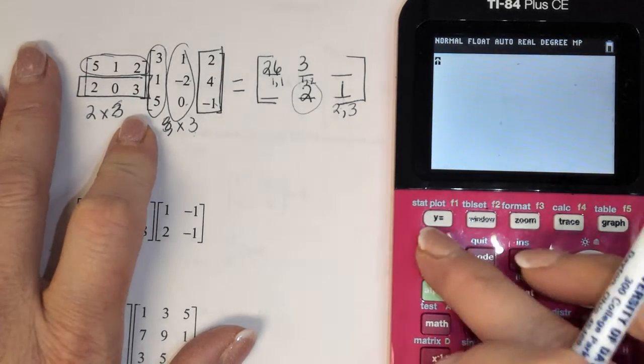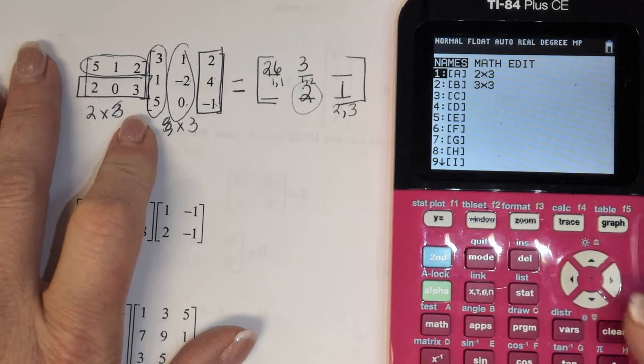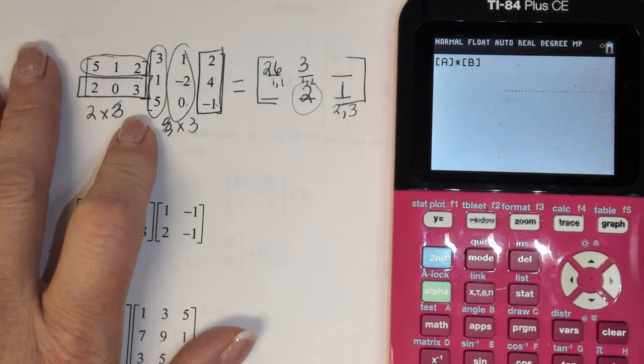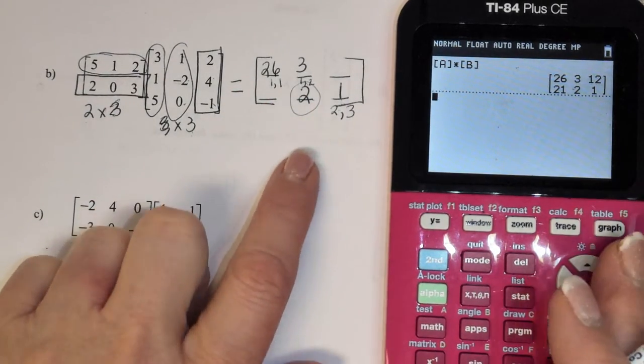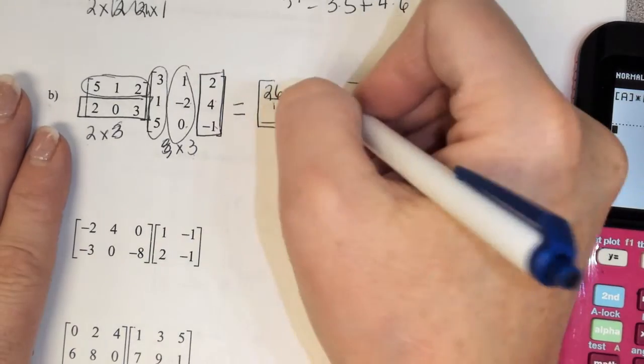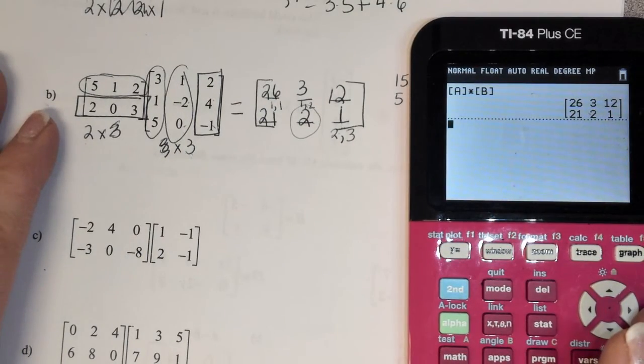And now just go back to matrix A times matrix B. And we can check. We've got 26, 3, and then we know the rest of them should be 12 and 21. Okay? Any questions?